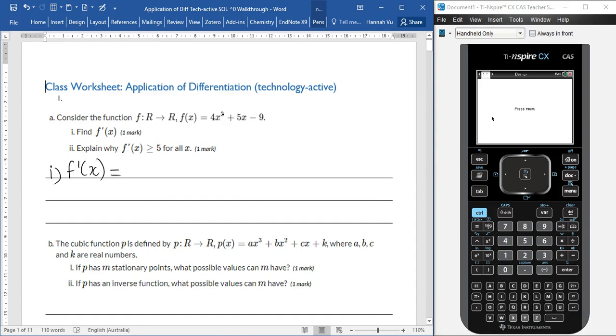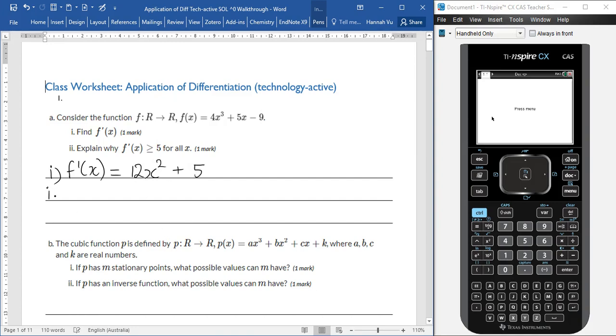So just multiply the power with the coefficient. So bring the power to the front and reduce the power by 1, plus 5. And negative 9 just has a derivative of 0. So this is the derivative.